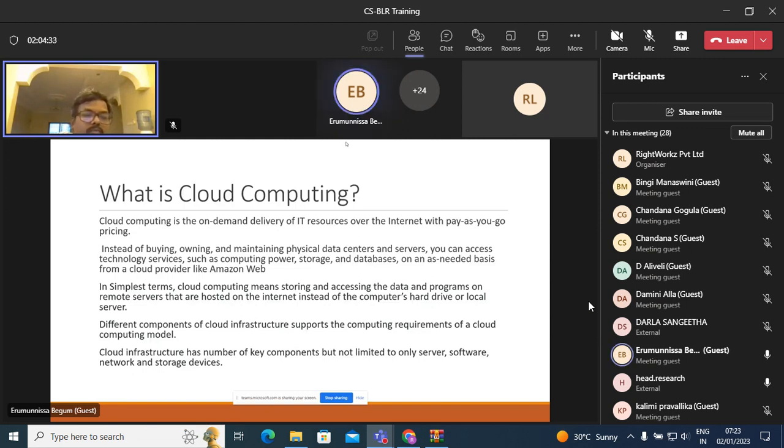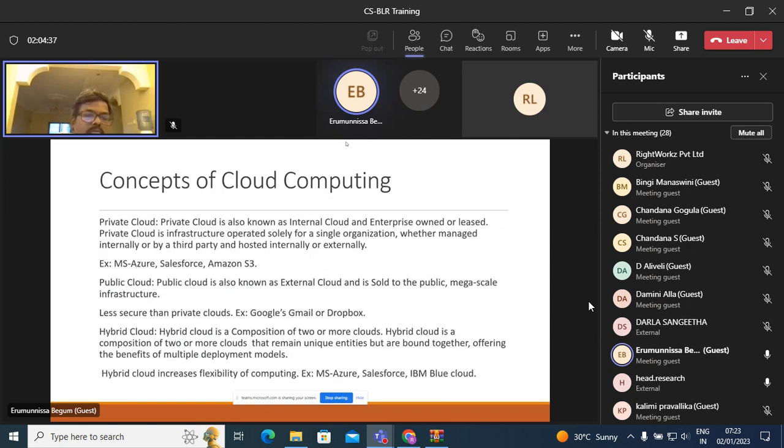Then coming to the types of cloud computing. Here we have private cloud, public cloud, and hybrid cloud, and many others like this. Private cloud is private to a single organization, which is used by only them internally or externally. It is not accessible to everyone. For example, for private cloud we can take MS Azure, Salesforce, Amazon S3.